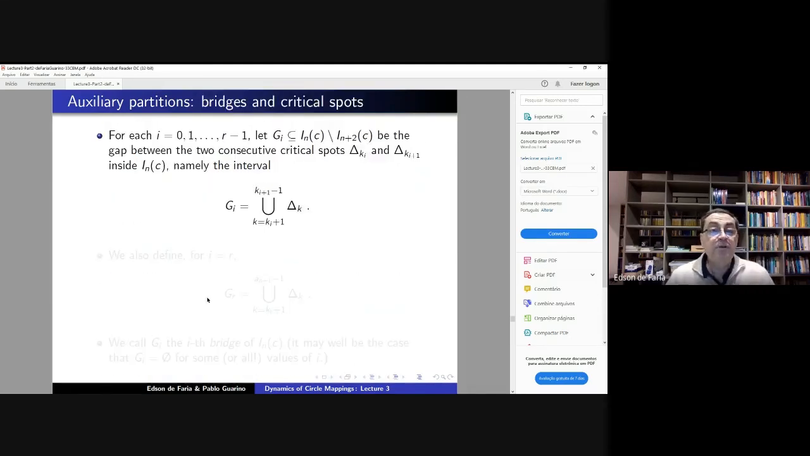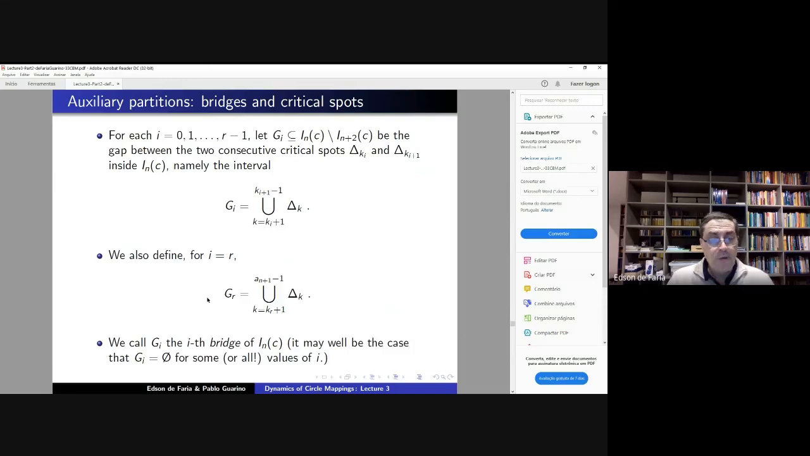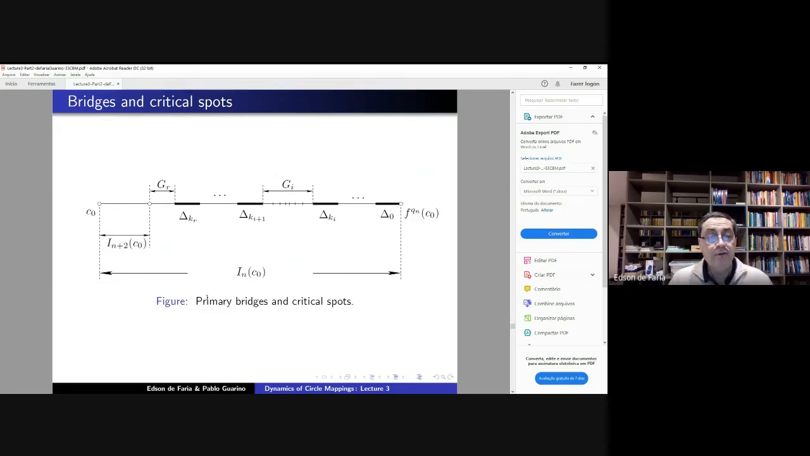Okay, now between 2 critical spots, you have a bridge. Between 2 critical spots, you have a bunch of intervals where the map F^Q_{n+1} is a diffeomorphism. So these are called bridges. I'll give you a picture in a moment. So bridges, if they are non-empty, you can control their geometry, and also the critical spots.